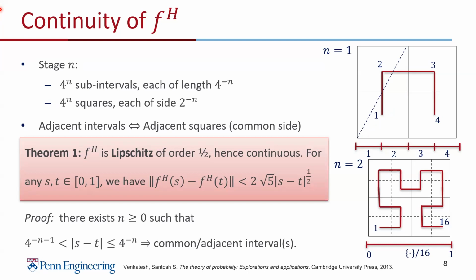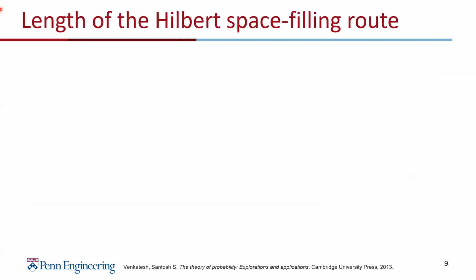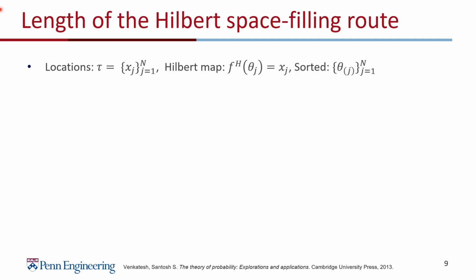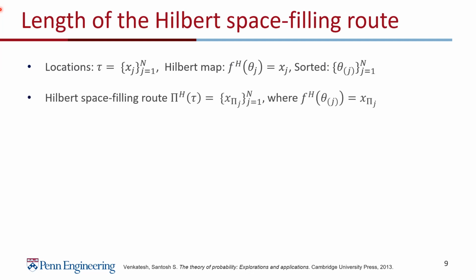Now, having proved the Lipschitz property of this mapping, we hope to prove a bound on the length of this route, which is computed via the Hilbert construction. Just some notation. Let's say x_j are your locations on the 2D map, and theta_j are their corresponding mappings on the unit interval, and theta_(j) are the sorted thetas. Now you can get the Hilbert space filling route just by sorting theta. So x_(j) are the locations on the 2D map in the order of the Hilbert curve.